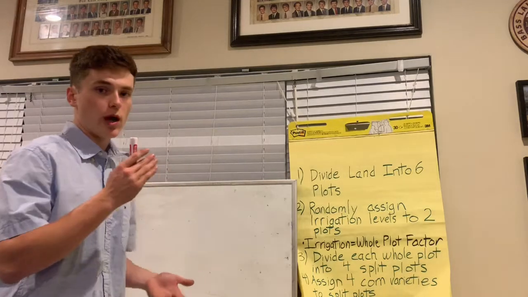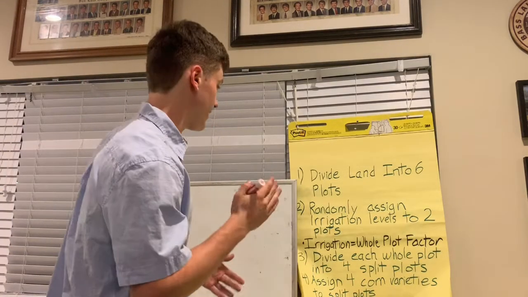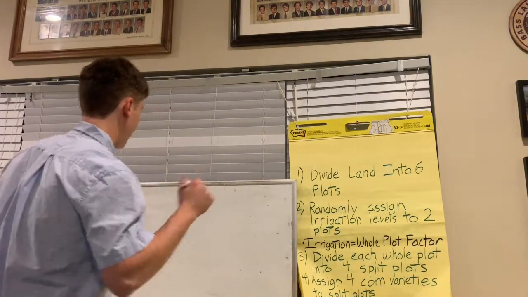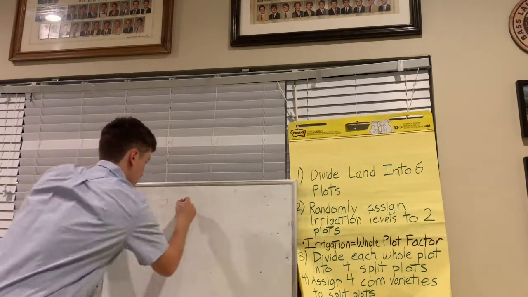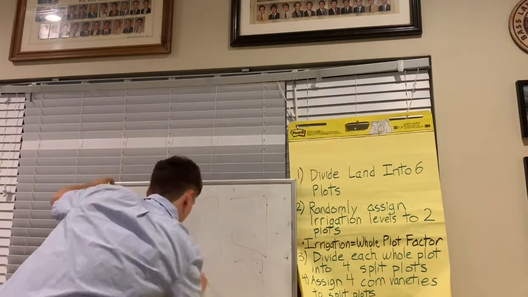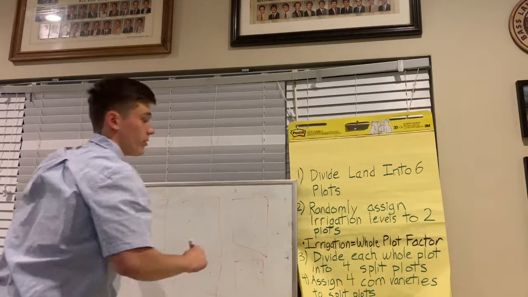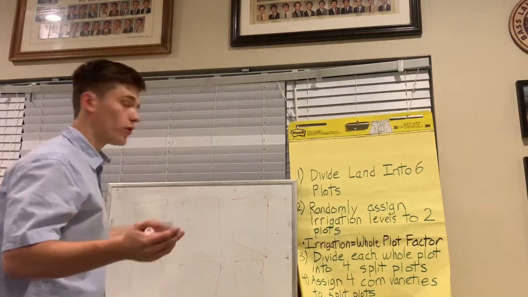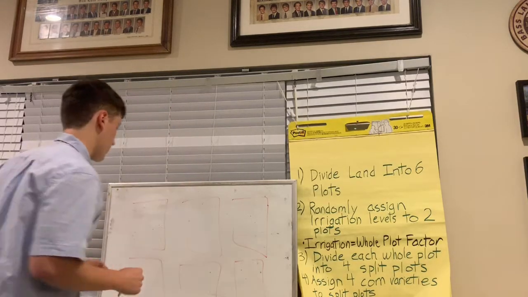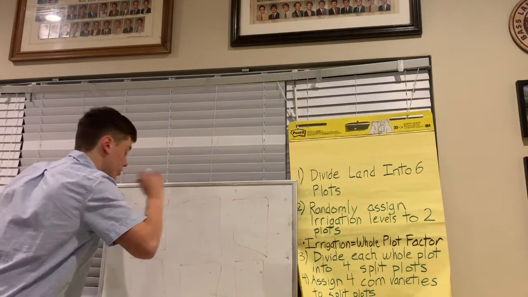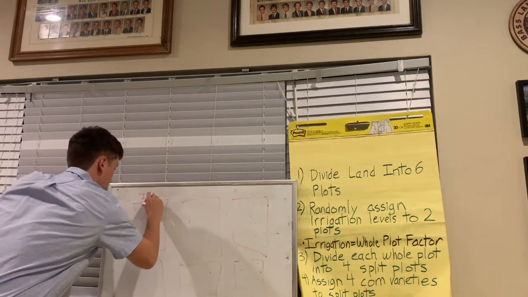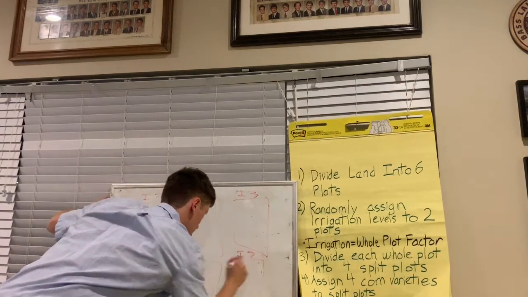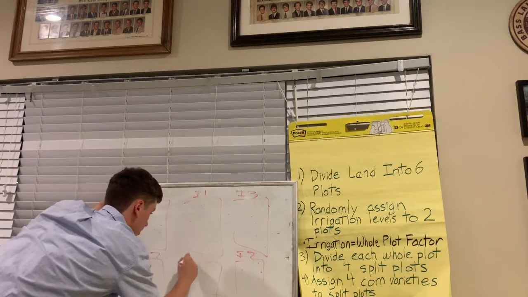So basically, you have to come up with a whole plot factor. In this case, it is our irrigation because it needs to be wide and spread out. So with this, we are going to divide our land into 6 plots. And then we will randomly assign the irrigation levels to 2 plots each. So therefore, we're getting a replication of twice, right, with this. So we'll just do it random. Irrigation 3, irrigation 1, irrigation 3, irrigation 2, irrigation 2, and irrigation 1.